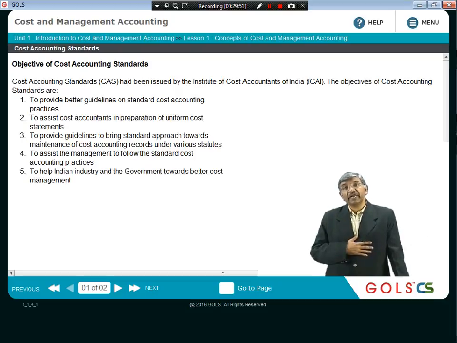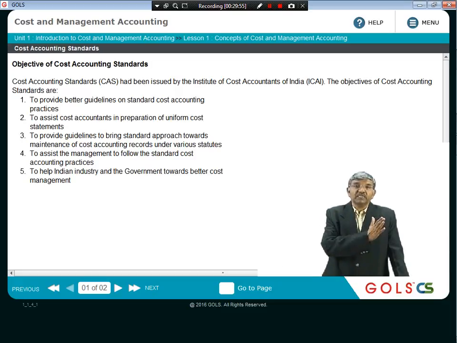It should not happen that a certain cost is considered as a variable cost by one organization, and the same cost is considered as a fixed cost by another. There should be standard cost accounting practices. That was the first objective. Secondly, to assist the cost accountant in preparation of a uniform cost statement.